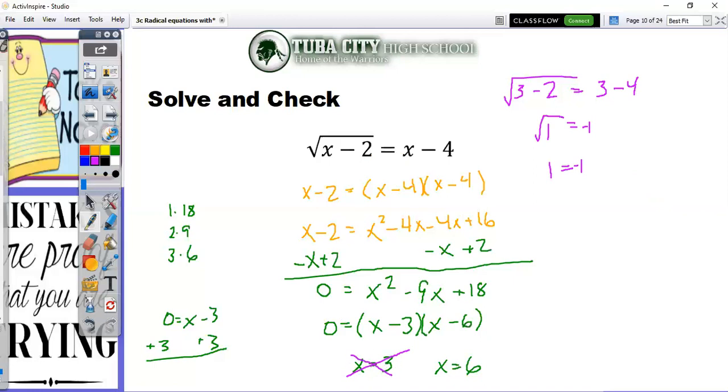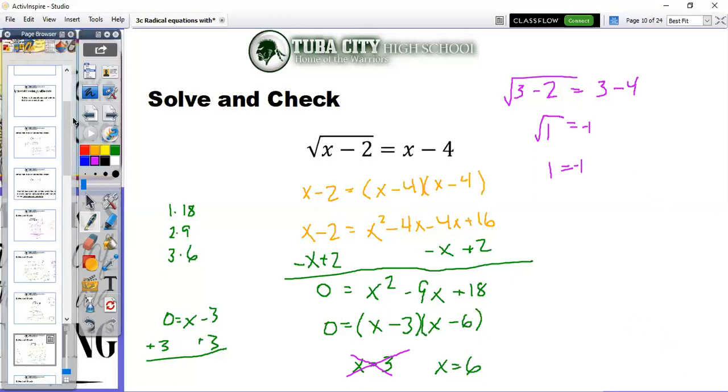So even though we followed all the steps, it didn't work out. But we should also check the other one as well. We should check the other option, because this whole problem might have no solution, or it might have one solution.